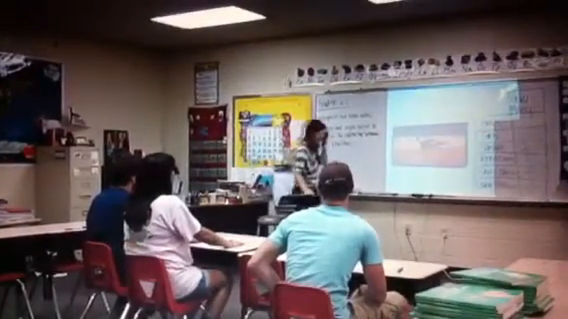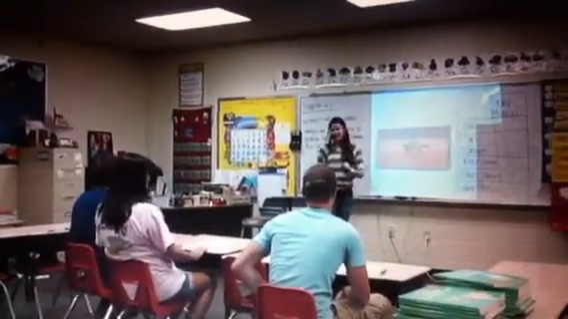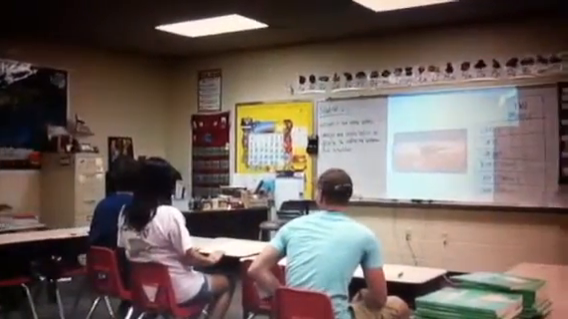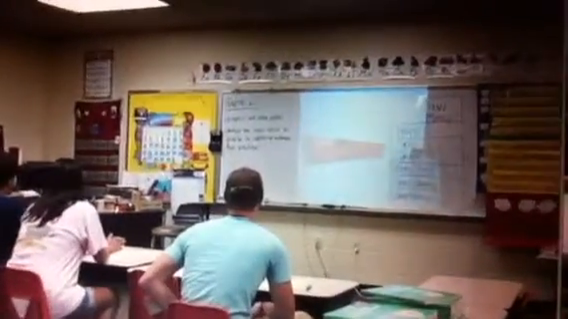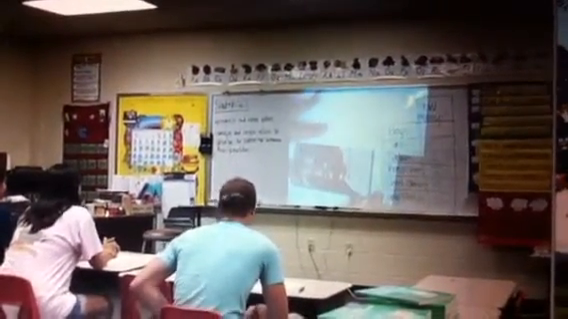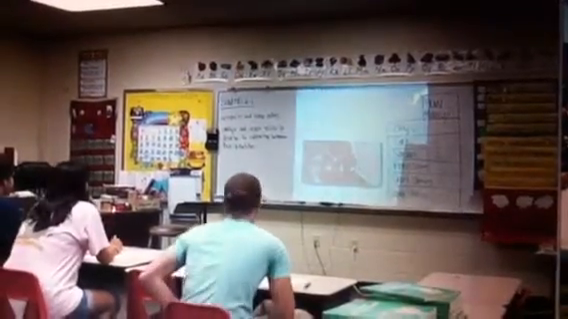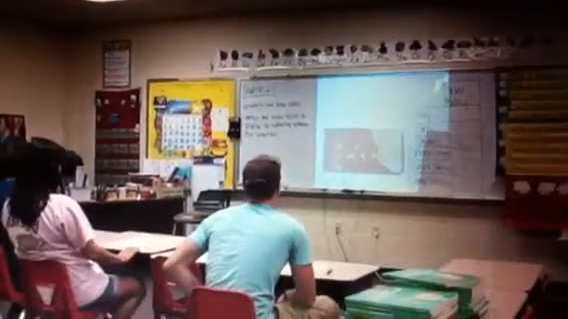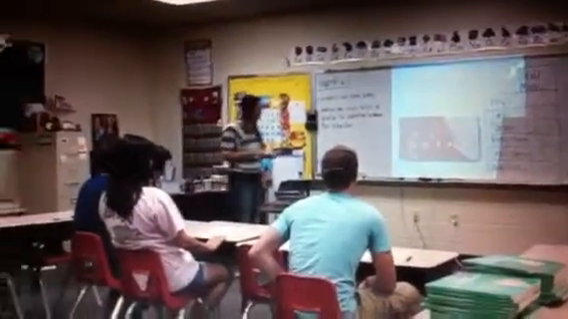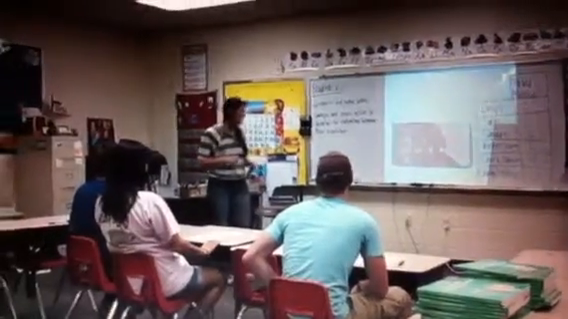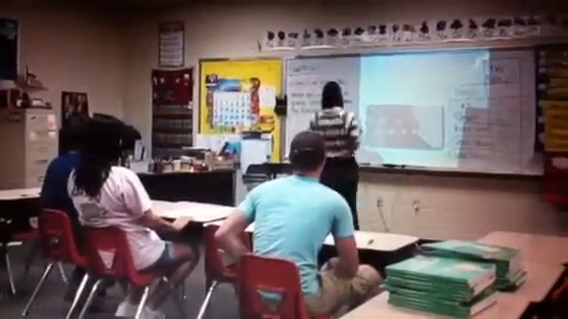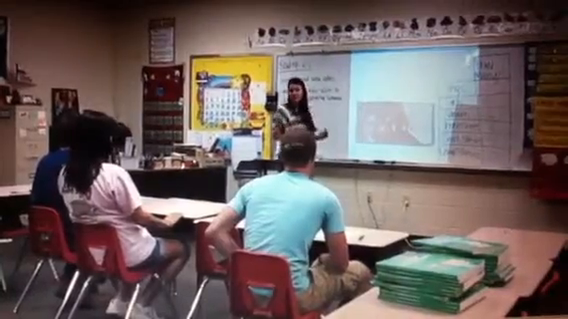Alright. And how many heads does it have? 1. Alright. Now we're going to look at a picture of a dog. Can everybody see that? Yes. A little? Yes, ma'am. Alright, how many legs does a dog have? 4. Okay, and how many heads does it have? 1.